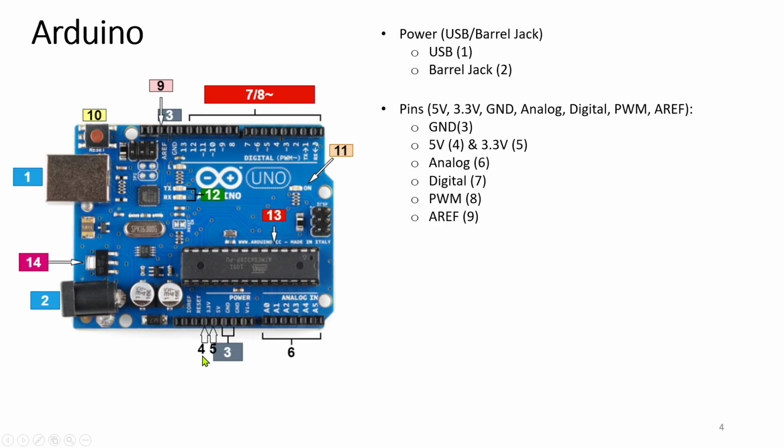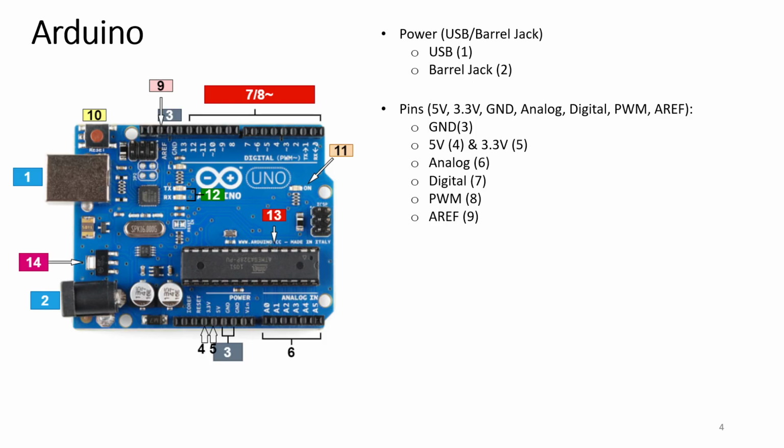Alongside the USB and power jack, we have pins. We have 5 volts, 3.3 volts, GND, analog, digital, PWM, and AREF. The pins on your Arduino are the places where you connect wires to construct a circuit, probably in conjunction with a breadboard and some wire. They usually have black plastic headers that allow you to just plug a wire right into the board.